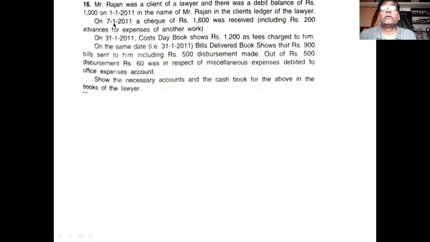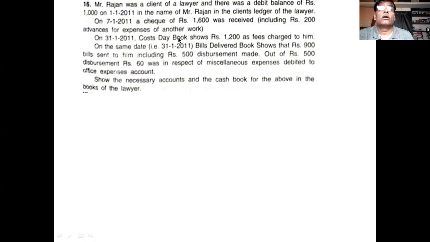And second, on 7/1/2011, a check of 1600 received. Okay, this check is received from the client Rajan. So it is first recorded on the receipt side of the cash book, in the Rajan column. This amount is then to be credited to the Rajan account. So first the check is to be received and then transferred to the Rajan account.